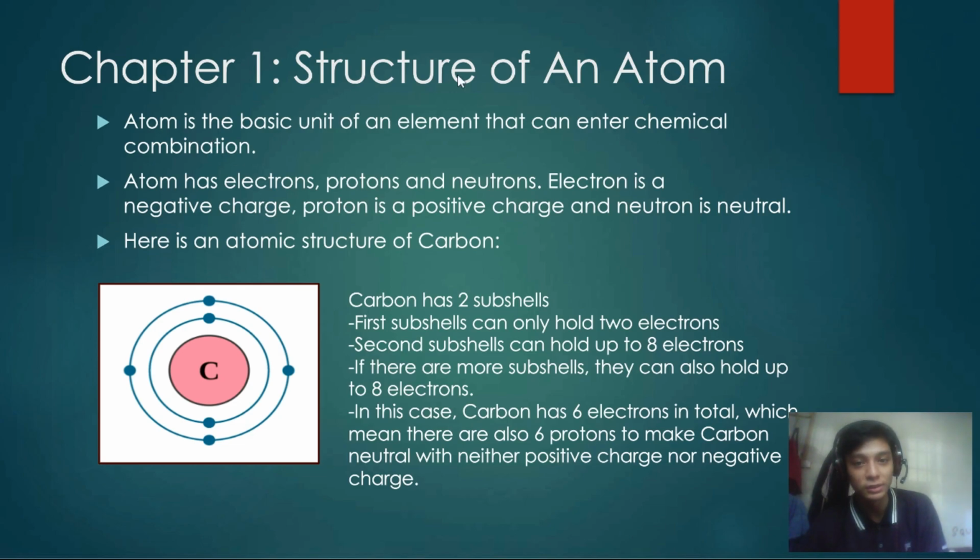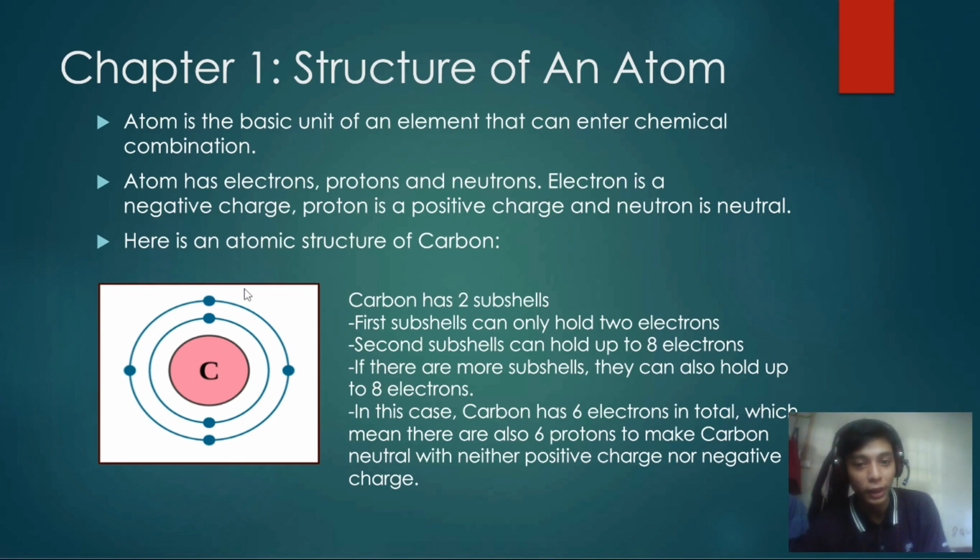First chapter is structure of an atom. Atom is the basic unit of an element. The atoms usually have electrons, protons, and neutrons. And protons and neutrons can combine into a nucleus, which is represented by this symbol and circle here of carbon.